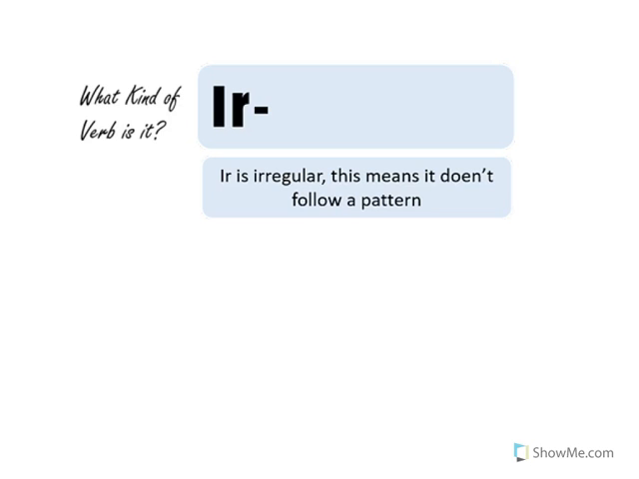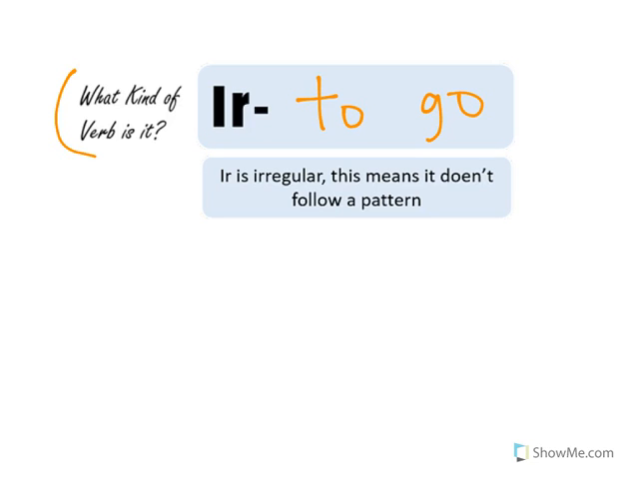So what type of verb is it? Well, it's the word ir. Ir is very short. It's only an IR, but ir actually means something. Ir means to go. As in, me gusta ir al cine. I like to go to the theater. Me gusta ir. So ir, to go.